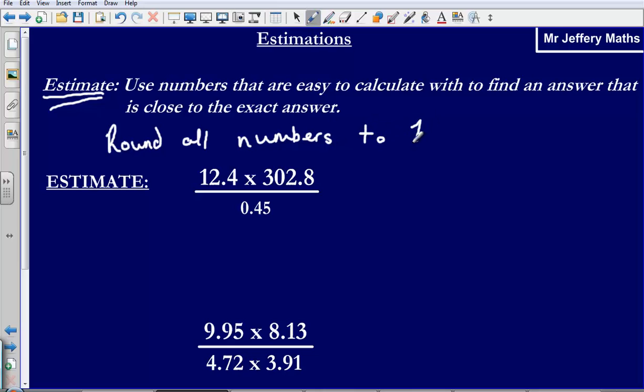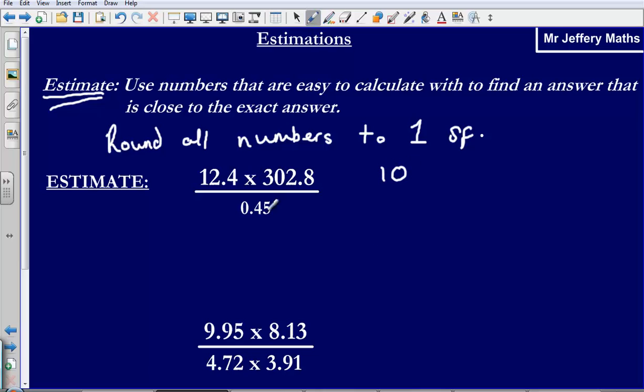So what one significant figure means, I'm just going to abbreviate significant figure to 1SF. One significant figure just means we're going to describe each of these numbers using only one digit that's not a zero. So let's take a look at what that means. I want to describe 12.4 using only one number that is not a zero. So what I could say is that 12.4, I could write that as 10.